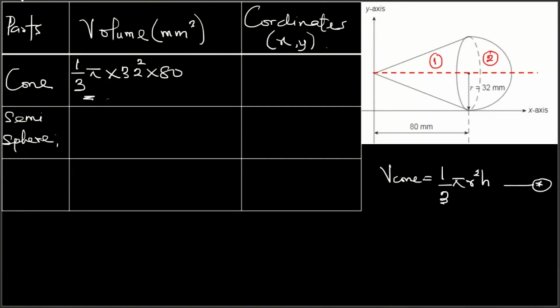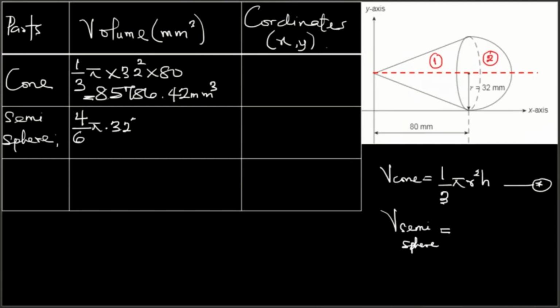What about the volume of a semi-sphere? Okay, so you see the reason why questions are not always coming out of this. Can someone give me the formula for calculating the volume of a semi-sphere? Okay, for the cone it is 85786.42. Half of 4/3. Yes, that is correct. That is 4/6 pi r². The radius is what? 32 squared. Guys, you need to know this.